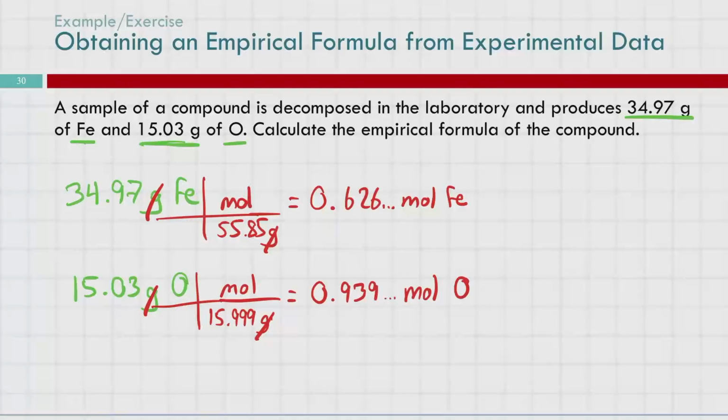Are these close enough that we can round? Wait a minute. We skipped a step. Don't forget to do the step where we divide by the smallest number of moles. That's another place where I see people make a mistake. For this type of problem, we forget about that step. It's a very important step. So we want to remember, divide by the smallest number of moles. So that's the 0.62 and change moles of Fe.